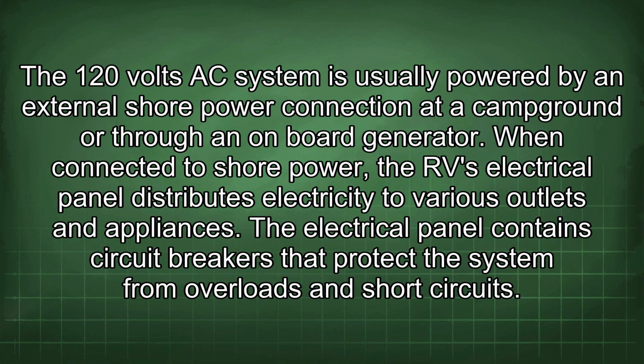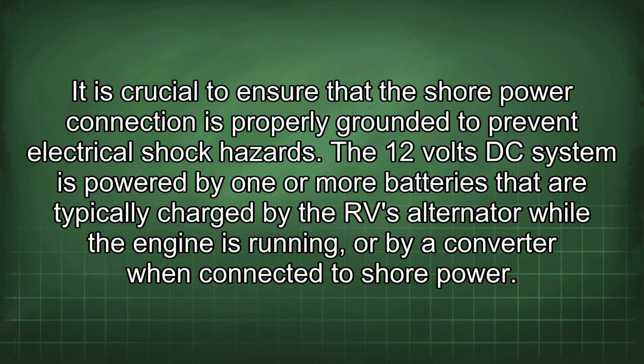The 120 volts AC system is usually powered by an external shore power connection at a campground or through an onboard generator. When connected to shore power, the RV electrical panel distributes electricity to various outlets and appliances. The electrical panel contains circuit breakers that protect the system from overloads and short circuits. It is crucial to ensure that the shore power connection is properly grounded to prevent electrical shock hazards.